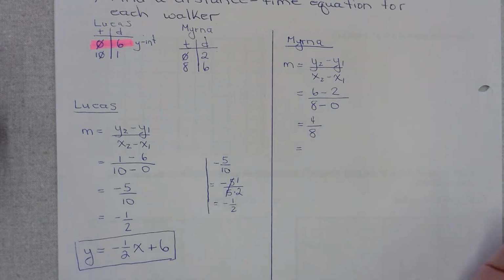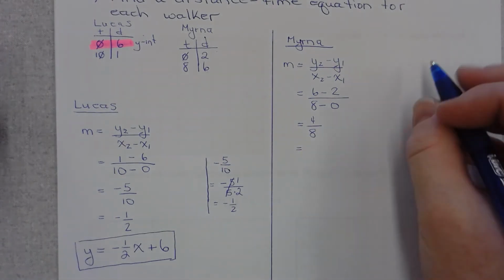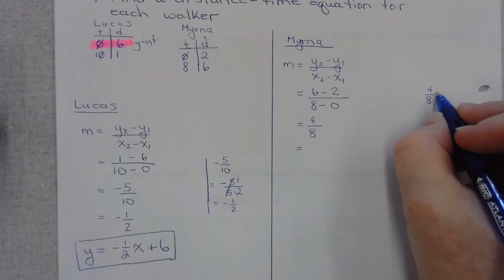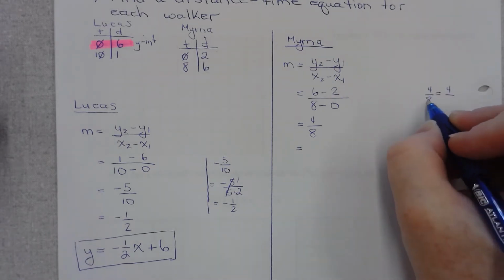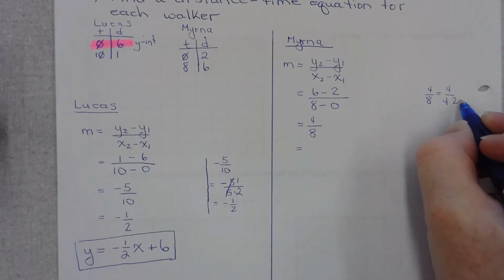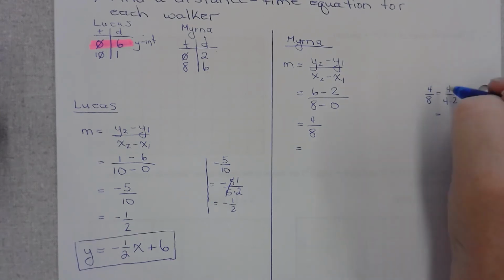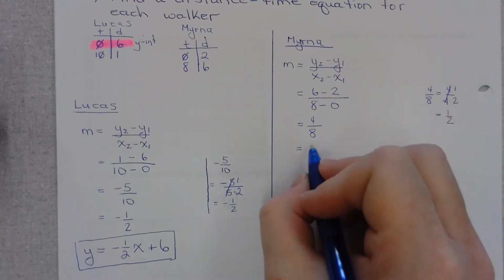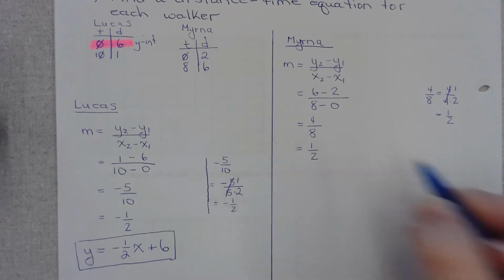And so again, I want to reduce this. If I just come over here, I have 4 over 8. Well, I know that 8 is equal to 4 times 2, so I can divide the 4's. 4 divided by 4 is 1. So I know that reduces to 1/2. So I'm going to write 1/2.